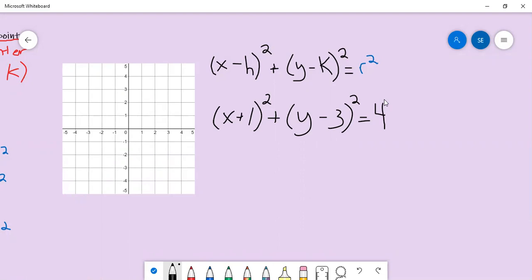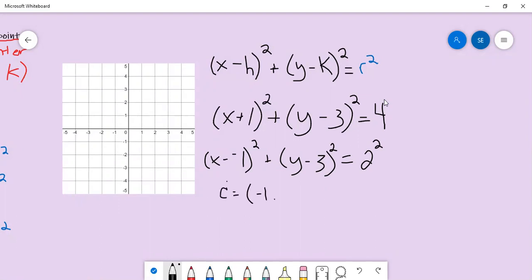So the first thing that we want to do is find our center, and find out what our radius is. So let's rewrite this so it looks a little bit more like this. This plus 1 is x minus a negative 1 squared plus y minus 3 squared. We can write this 4 as 2 squared. So now this is in the format of our standard equation. So we can say that our center is at -1, 3, and that our 2 squared is our radius squared. So our radius is equal to 2.